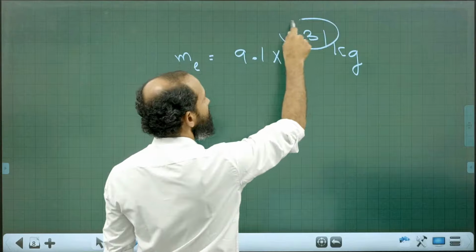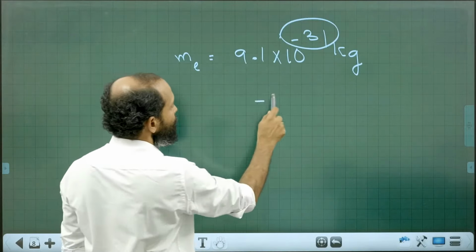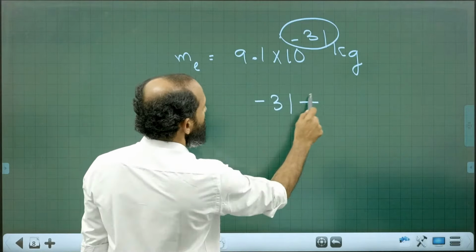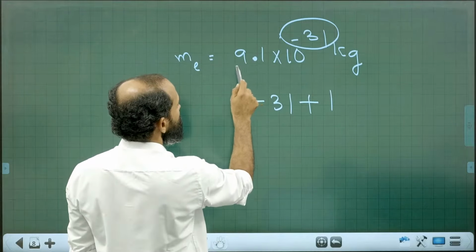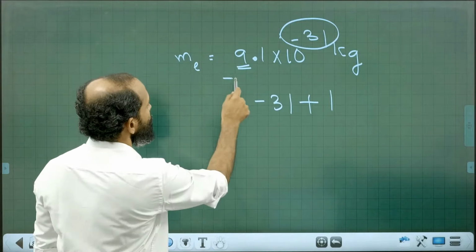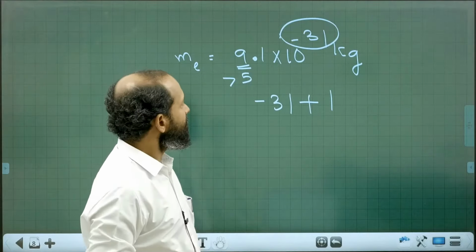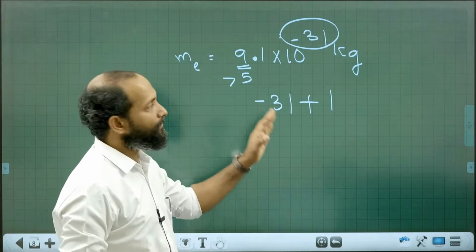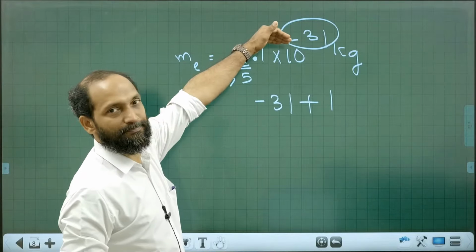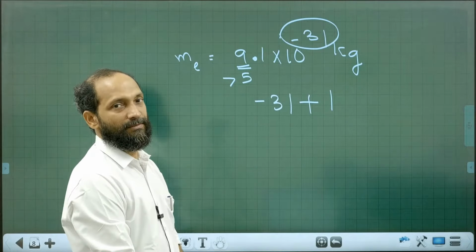Wrongly, children may write minus 31, but it should be minus 31 plus 1 because the most significant digit is greater than 5. If the most significant digit is greater than 5, raise the order by 1 with the power of 10. This is the method.